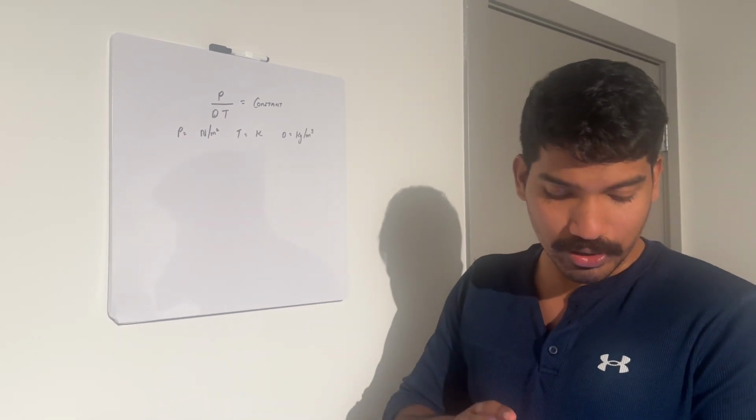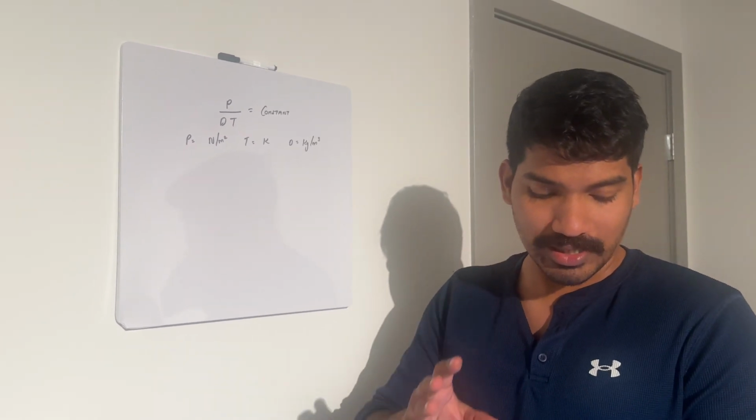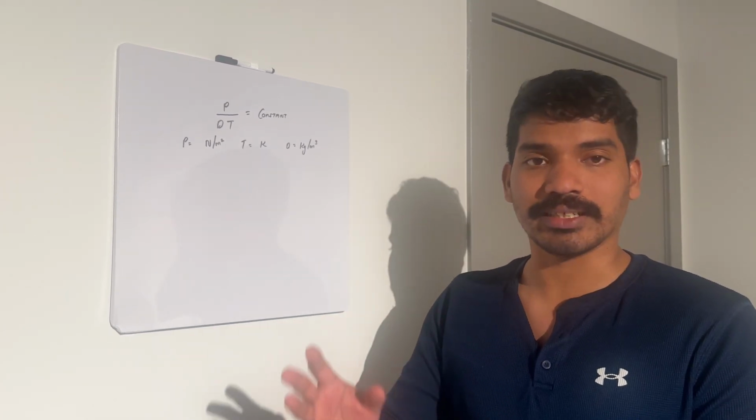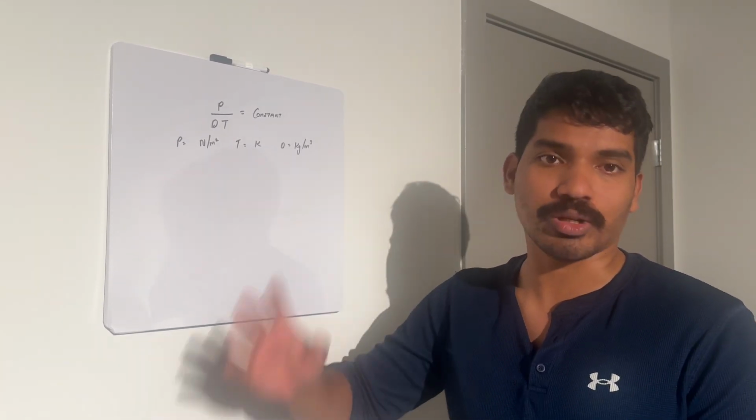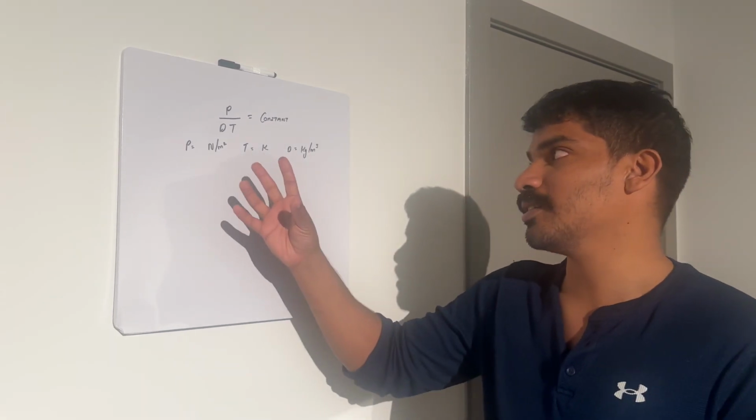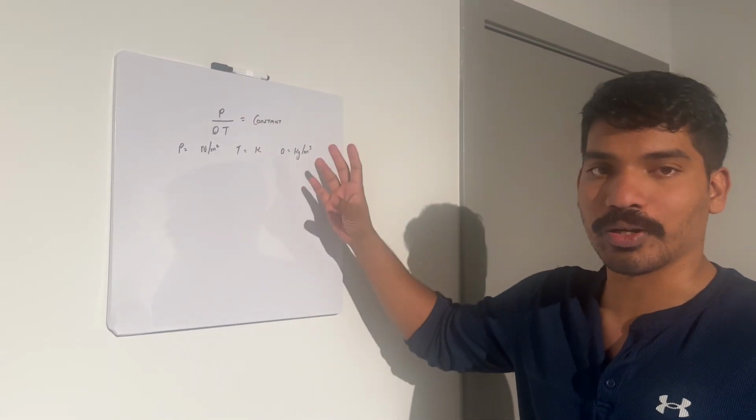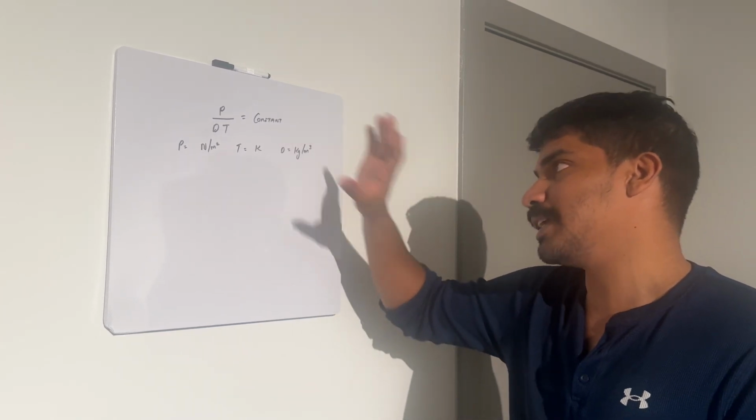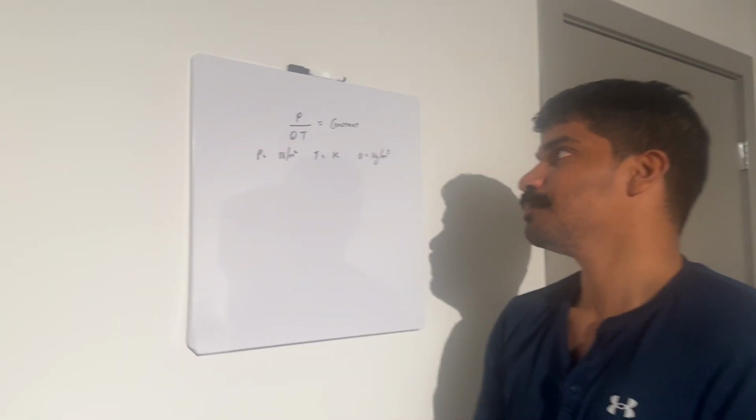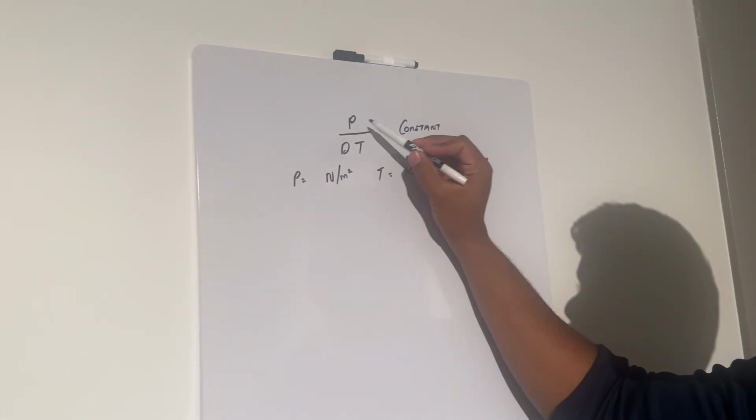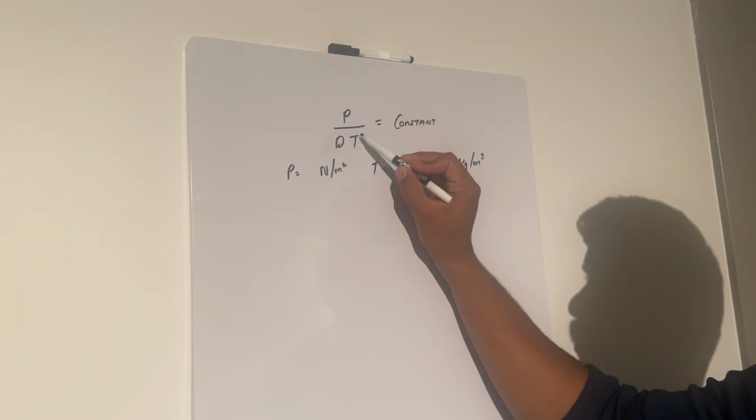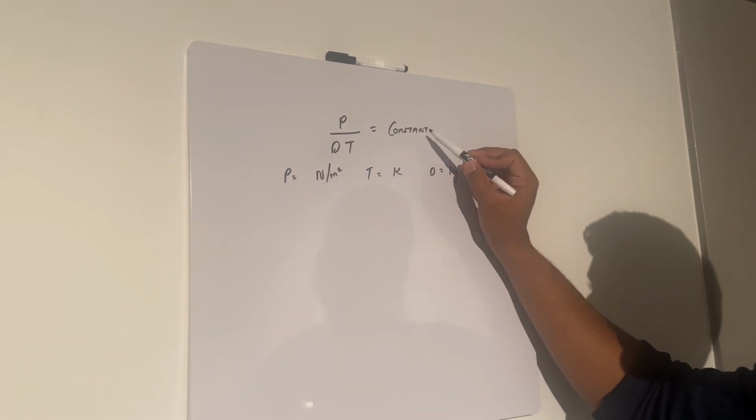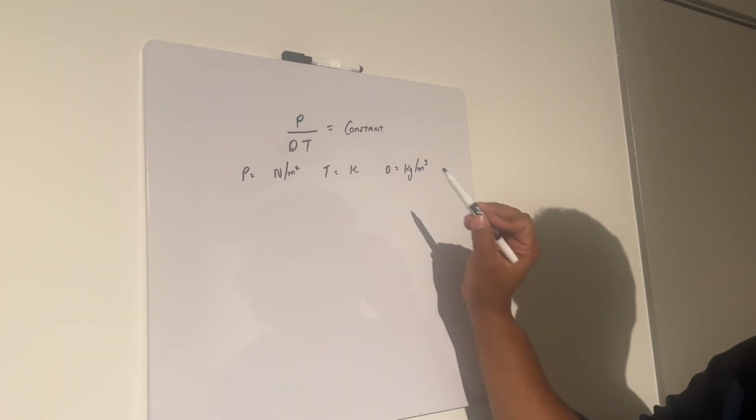I would like to read to you before we start that the relationship between pressure, density, and temperature is constant. That's what the whole thing talks about. It might look a bit complicated, but let's look into it, right? In this particular case, this is pressure divided by density and temperature is equal to constant, right?